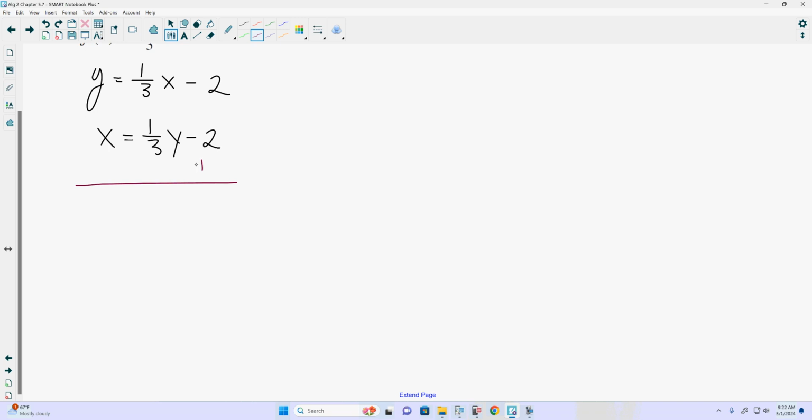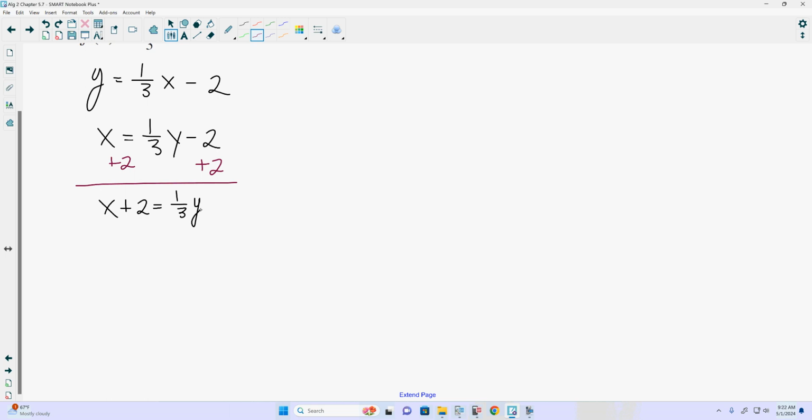Well, the first step is nice. We add 2 to both sides, telling us x plus 2 is equal to 1/3 y, or y over 3. Yes? Now, our instinctual answer is, say, we're going to divide both sides by 1/3, yes?